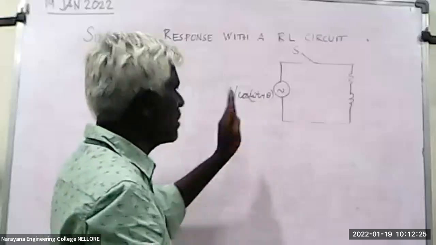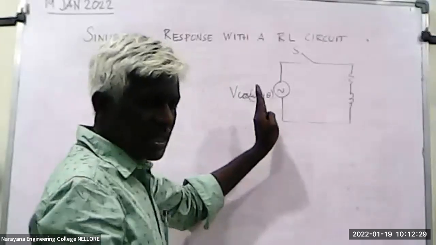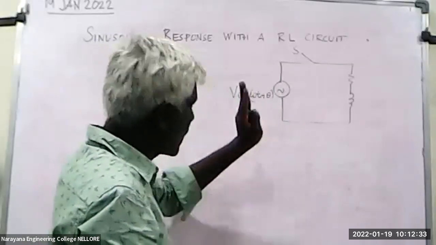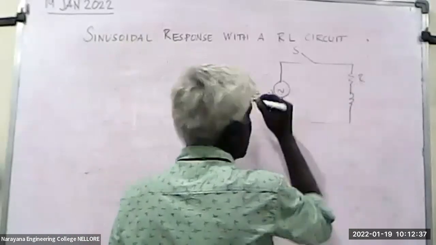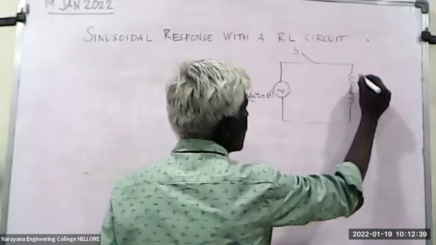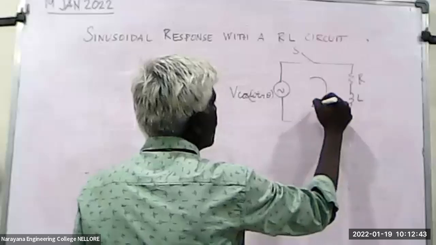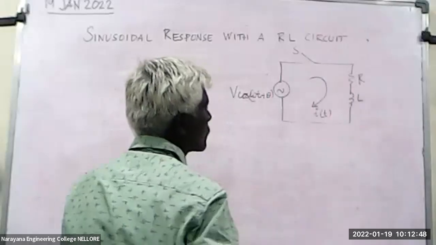Some books take sine, some books take cos. The textbook given, the Sudhakar and Sudhakar book, has taken cos, so I follow that one. Some books you refer use sine, both are correct. So don't worry about that. Just we need to find. Then when you close the switch, there will be a current flow i(t) through R and L.